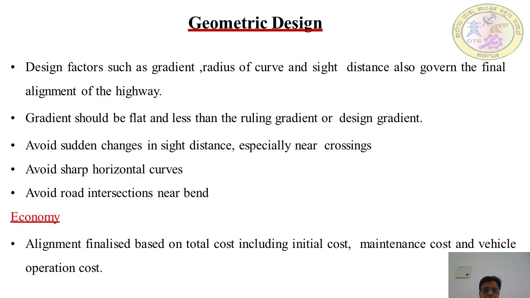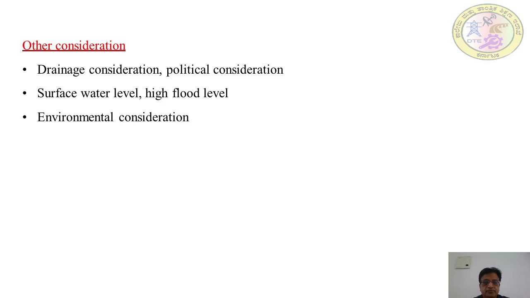Economy. Alignment is finalized based on the total cost, including the initial cost or construction cost, maintenance cost, and vehicle operation cost. Final cost depends on these three factors: initial cost or cost of construction, maintenance cost, and vehicle operation cost. Other considerations: drainage consideration and political consideration. Drainage is another important thing that will change how the alignment has to be taken, and also political consideration.